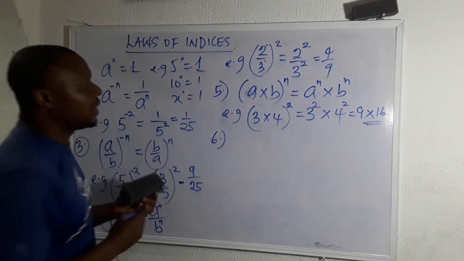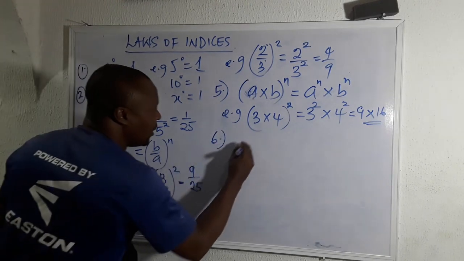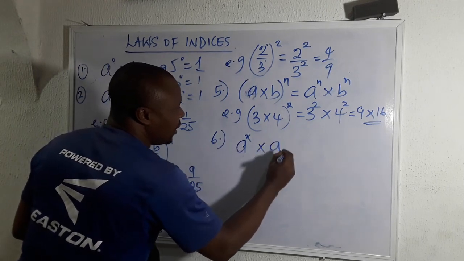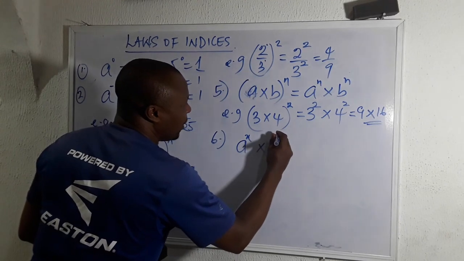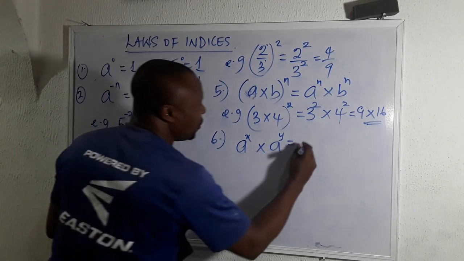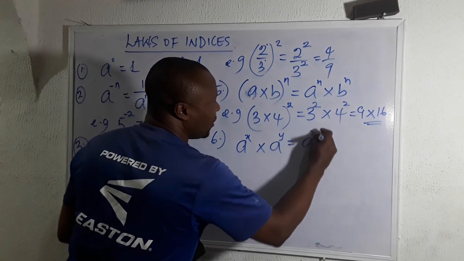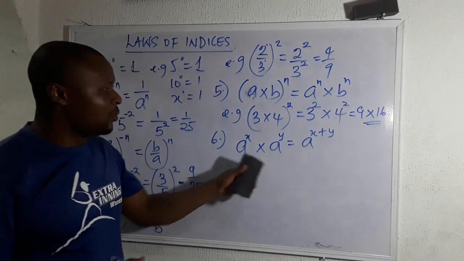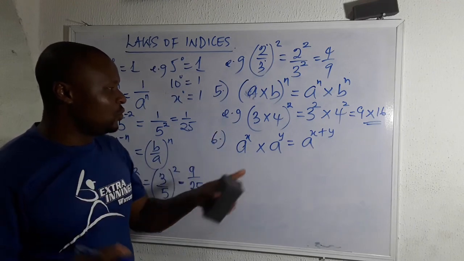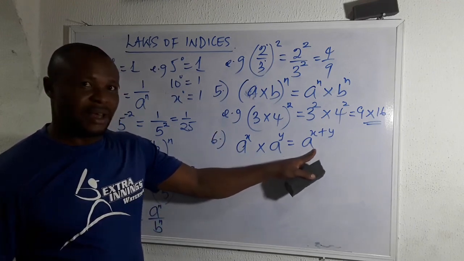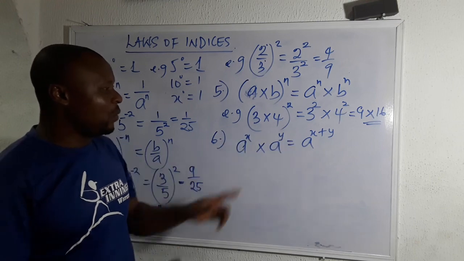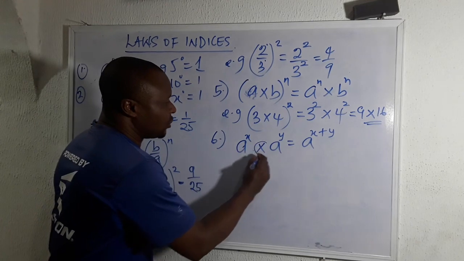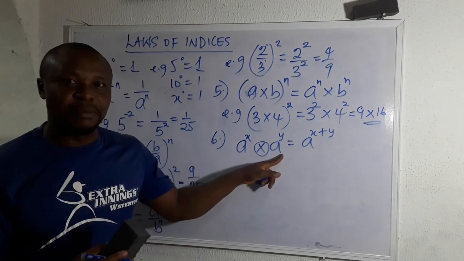Now, let's take another law. There's another law that says that a raised to power x times a raised to power y is equal to a raised to power x plus y. What does this mean? When you have the same base multiplying each other, what you need to do is take one of the bases and you add the powers. Why we are adding the powers is because there is a sign of multiplication between the two same bases.